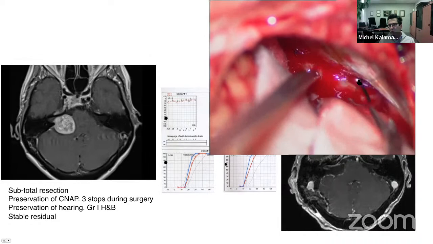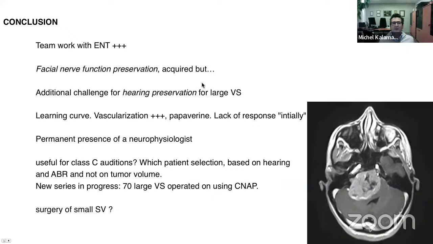So in conclusion, I think that facial monitoring and hearing monitoring is teamwork with ENT. I'm doing all the surgery with the ENT. Before it was with Olivier Sterkers, now it's with Daniele Bernardeschi and Yann Nguyen. I think we can say that facial nerve function preservation is acquired, but sometimes it's very difficult. And there are some additional challenges for hearing preservation for the very large vestibular schwannoma.